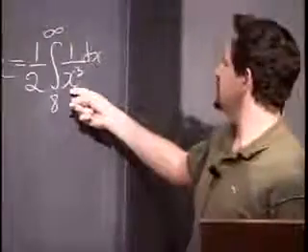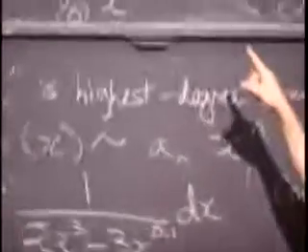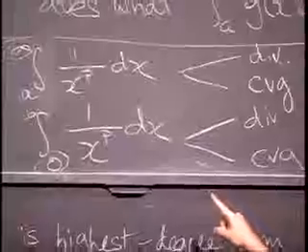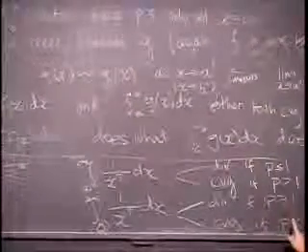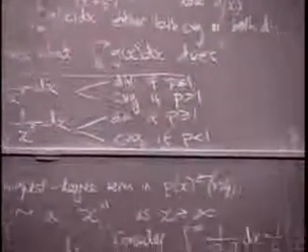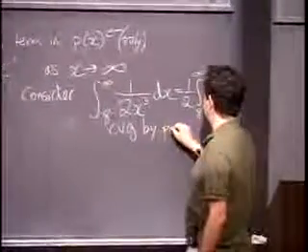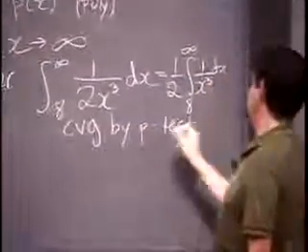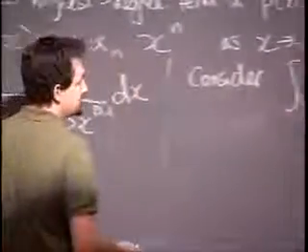P-test. 1 over x cubed. Look it up over here while we still have it. We're in the infinity case. 1 over x to the p. P is 3. 3 is bigger than 1, so according to this, it converges. So you say this converges by the p-test. Well, that's all we need.